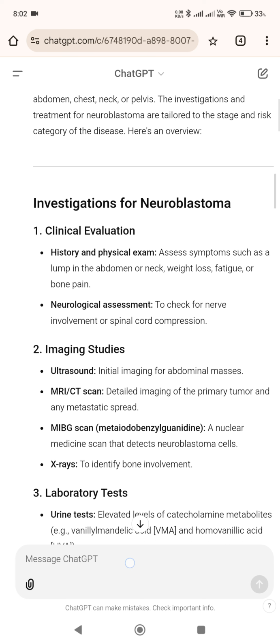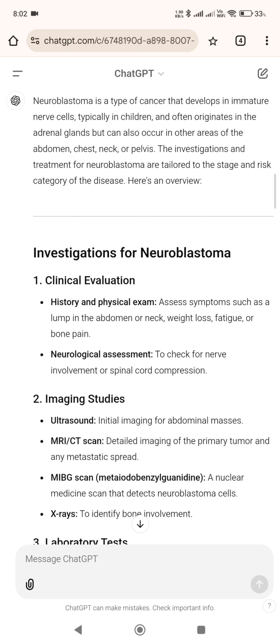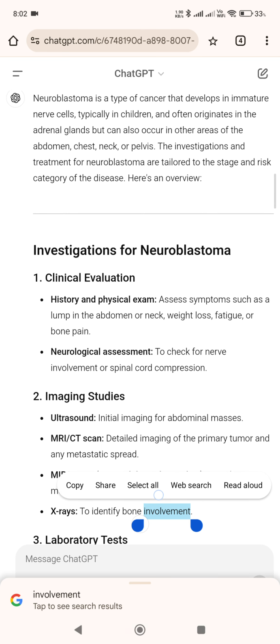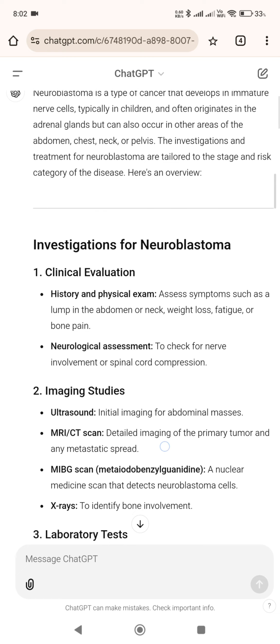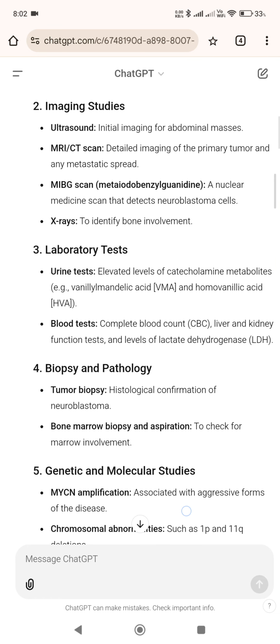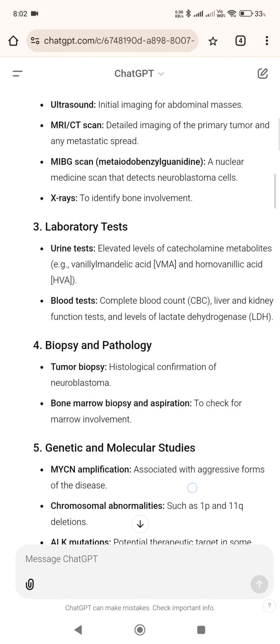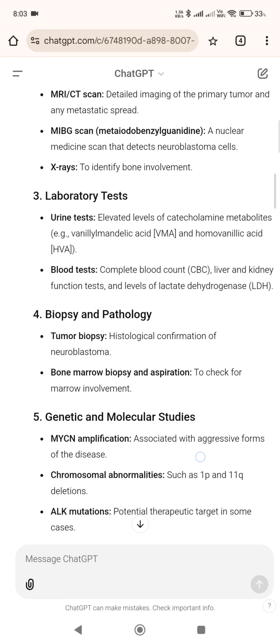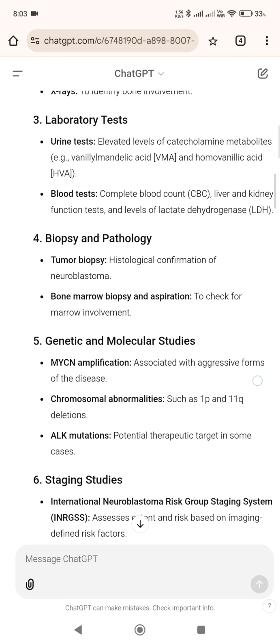2. Imaging studies. Ultrasound: initial imaging for abdominal masses. MRI/CT scan: detailed imaging of the primary tumor and any metastatic spread. MIBG scan, metaiodobenzylguanidine: a nuclear medicine scan that detects neuroblastoma cells. X-rays to identify bone involvement.